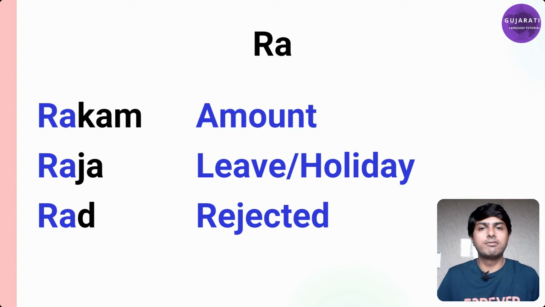Here we have three words with RA. The very first is Rakam, which means amount. Then Raja means holiday. Then Rad means rejected. I am repeating. Amount means Rakam, holiday means Raja, and rejected means Rad. So if you see, all these words started with RA.